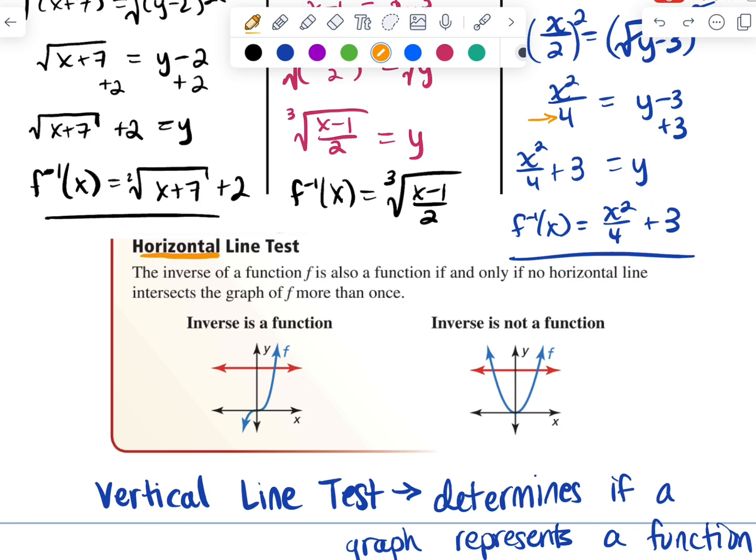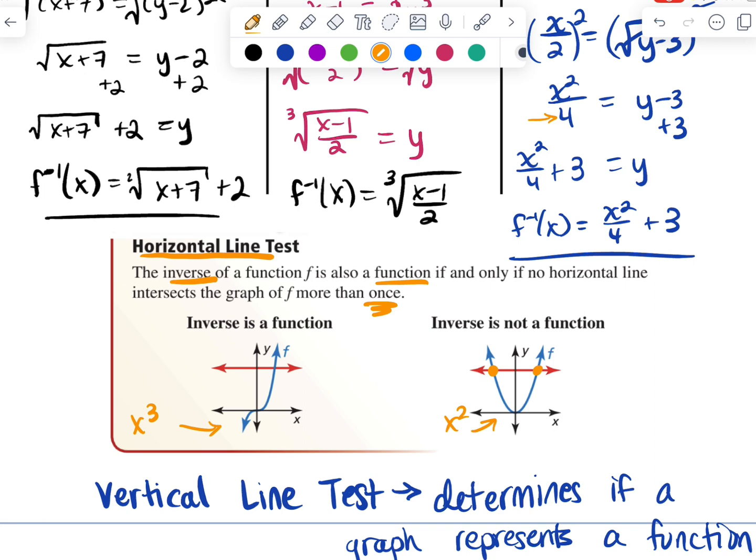The horizontal line test determines if your inverse is a function. So like in this case, this is the graph of x cubed. If I moved this horizontal line anywhere up or down, it would never cross more than once. So that inverse, the x cubed, is a function. However, the parabola, this graph of x squared, hits twice.